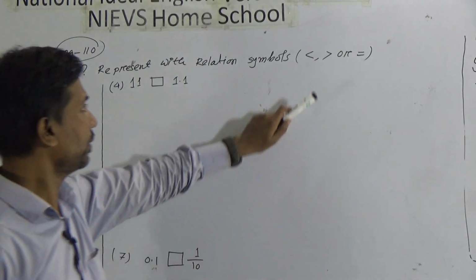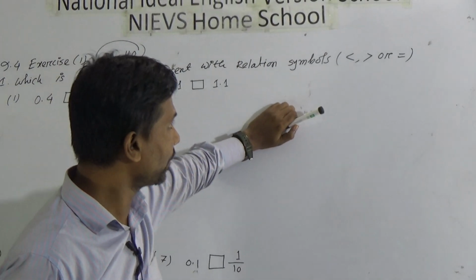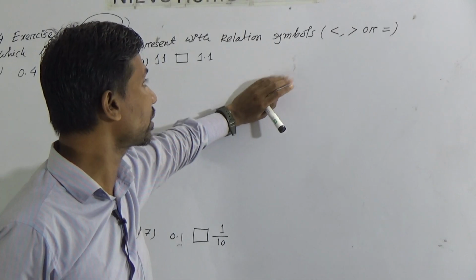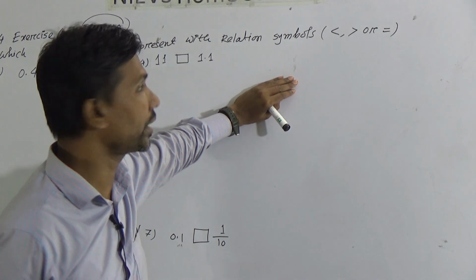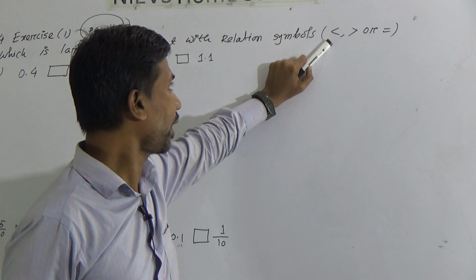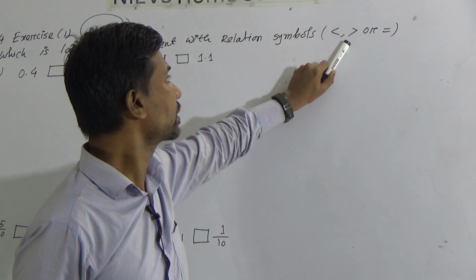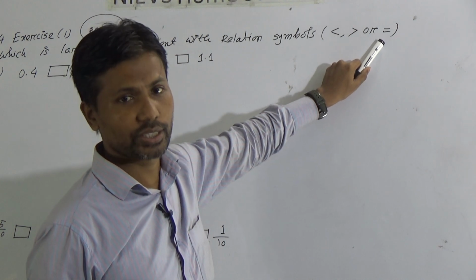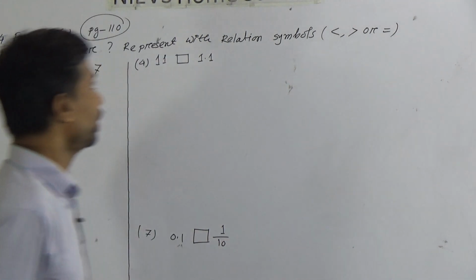I repeat, student, because in the exam time sometimes you make a mistake about which one is the larger and which one is the greater symbol. Look student, this is smaller than, this is greater than, and this is the equal symbol. Now see question 1.